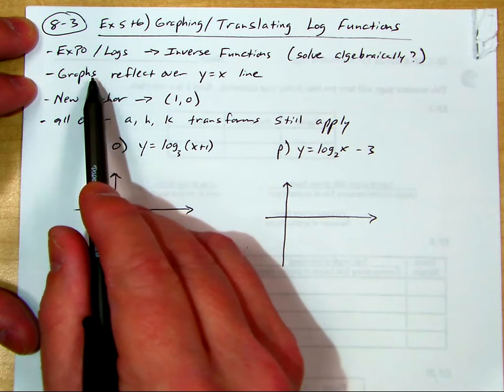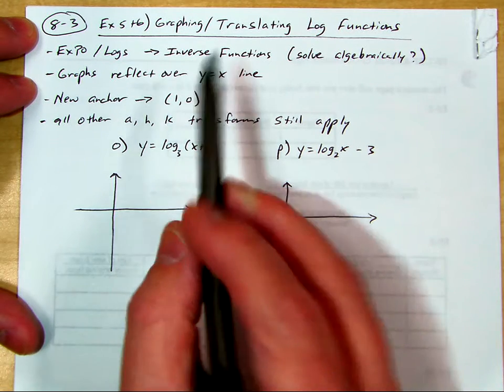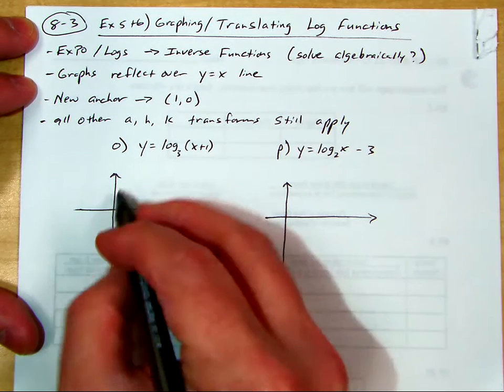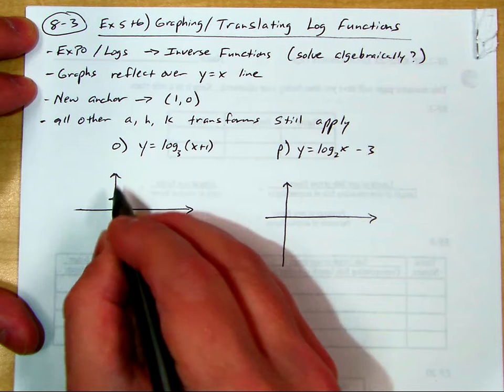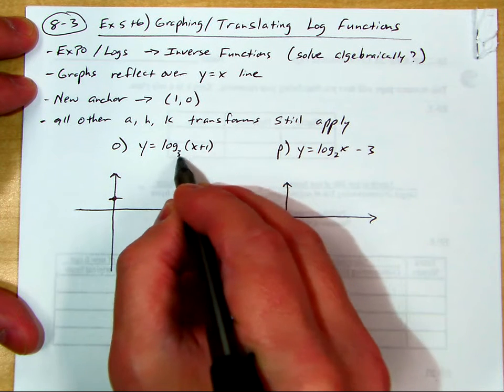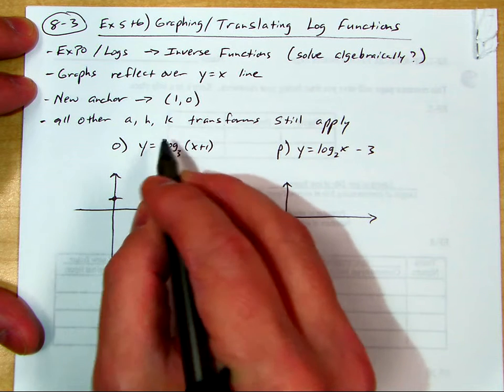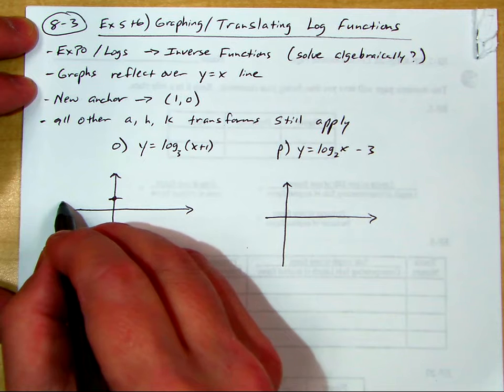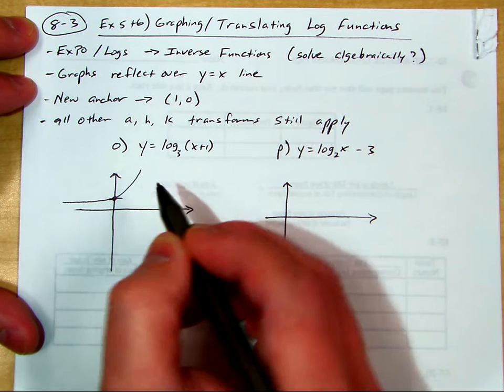Basically, you got to understand the graph reflects over the y equals x line. So our new anchor becomes 1, 0. So let's check out that right there. If our exponential, it'd be 3 to the x plus 1 equals y. If this was an exponential function, it'd be growth like that.